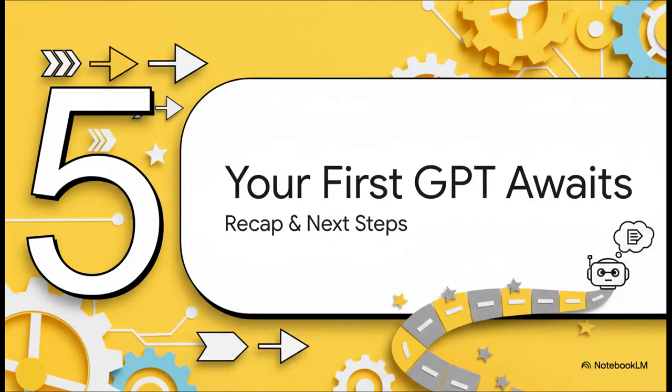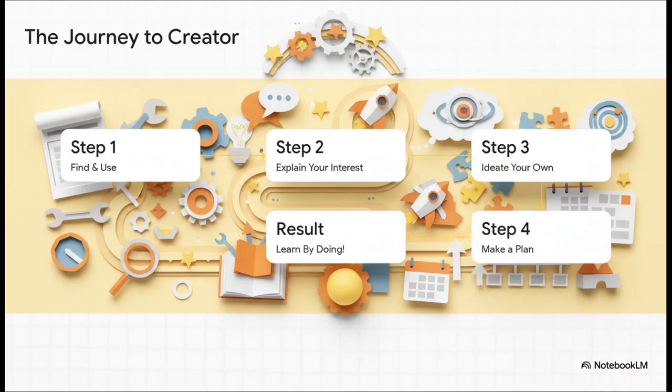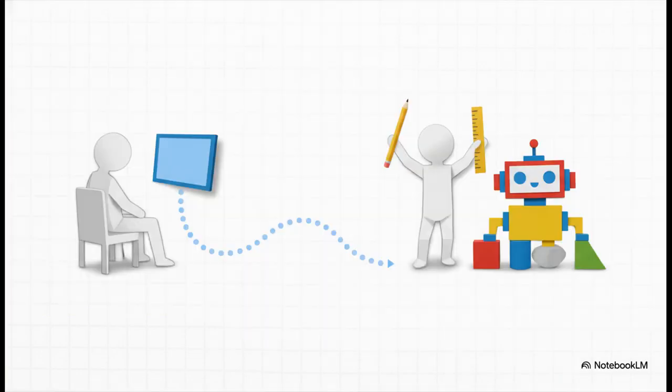So there it is, a complete roadmap from start to finish. Let's just do a quick recap of the journey we've laid out, because your first custom GPT is way closer than you think. This whole process takes you all the way from just finding a tool to actually planning your own. By moving through these steps, using, explaining your interest, and then ideating, you start to really understand the logic and the possibilities. You are truly learning by doing. But really what you've done is you've mapped out a transformation. You've outlined the path from being a passive consumer of AI technology to becoming an active architect, someone who can build tools to solve their own unique problems.